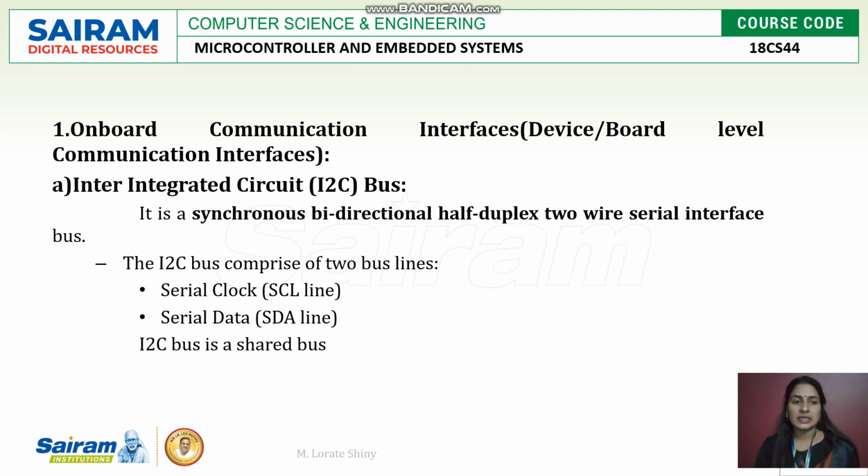The first device is the Inter-Integrated Circuit bus, also called the I2C bus. It's a synchronous, bidirectional, half duplex, two-wire serial interface bus. The I2C bus comprises two bus lines, the SCL line and the SDA line. SCL is the serial clock line and SDA is the serial data line. The serial clock line is responsible for generating the synchronization of clock pulses, and the serial data line is responsible for the transmission. And the I2C bus is a shared bus system.